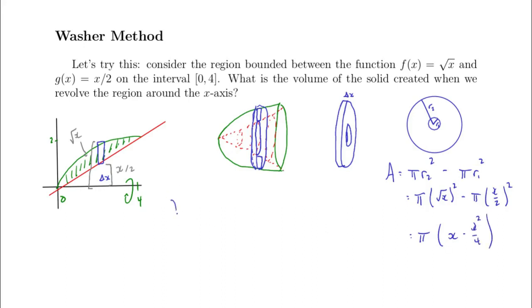Our integral then is going to be pi times the integral, again from 0 to 4, those are my limits of integration because those are the x values bounding us, of x minus x squared over 4 dx. Polynomial function should be easy enough to integrate. I'll let you go ahead and do that.